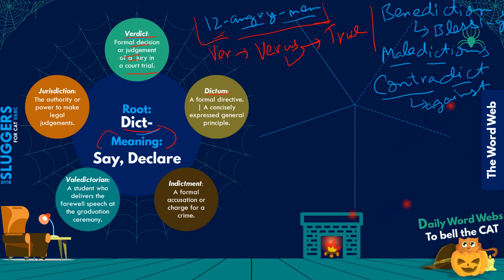A dictum is basically a formal directive. It can have two meanings. One is a formal directive from an authoritative body, maybe a court or some legislative body, or it could also be a general principle on which a person operates, right? For example, you can say that Mahatma Gandhi's dictum was that honesty is the best policy. That was the general principle on which he operated, the dictum he followed to go about his life. So dictum has two meanings here, okay?